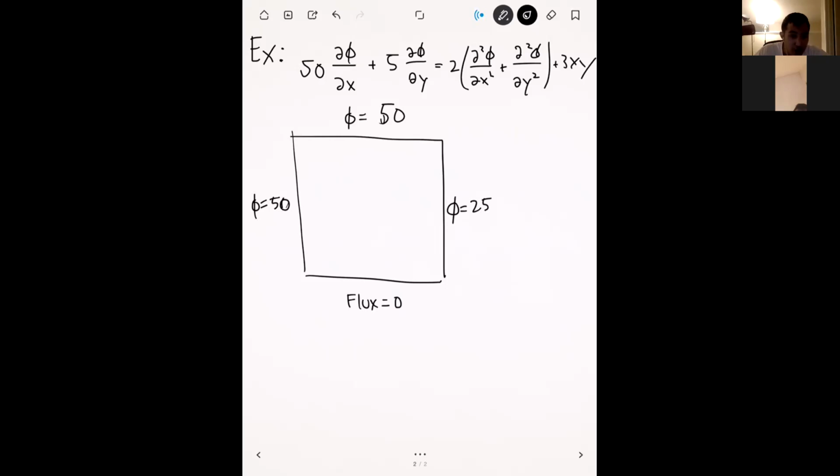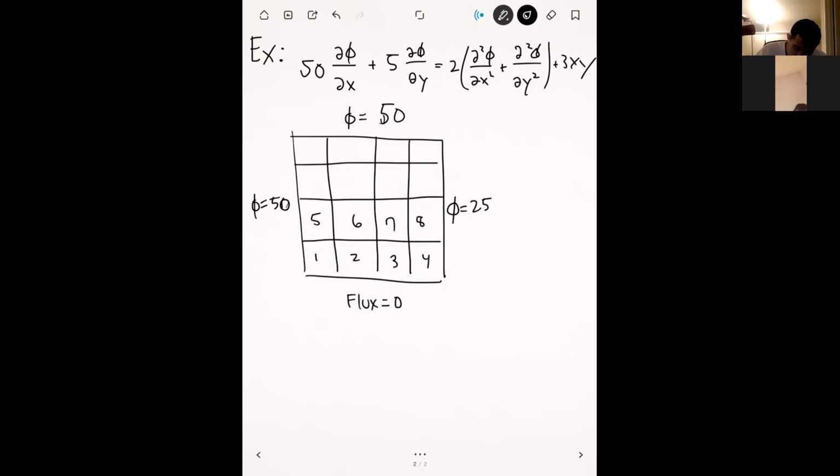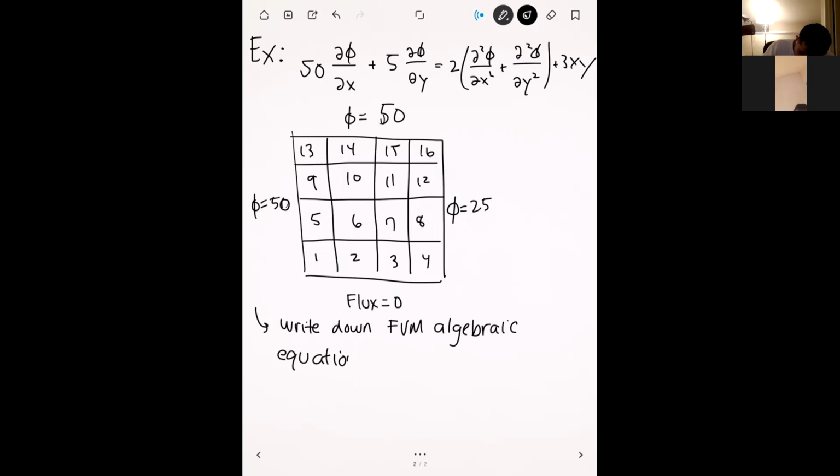Okay. And then for the sake of this example, let's go ahead and break up this domain into 16 finite volumes. Just like that. So we have volume 1, 2, 3, 4, all the way up to 16. And what we're going to do is write down the algebraic equations for certain cells. In particular, let's just do a few of them just so you get the idea.